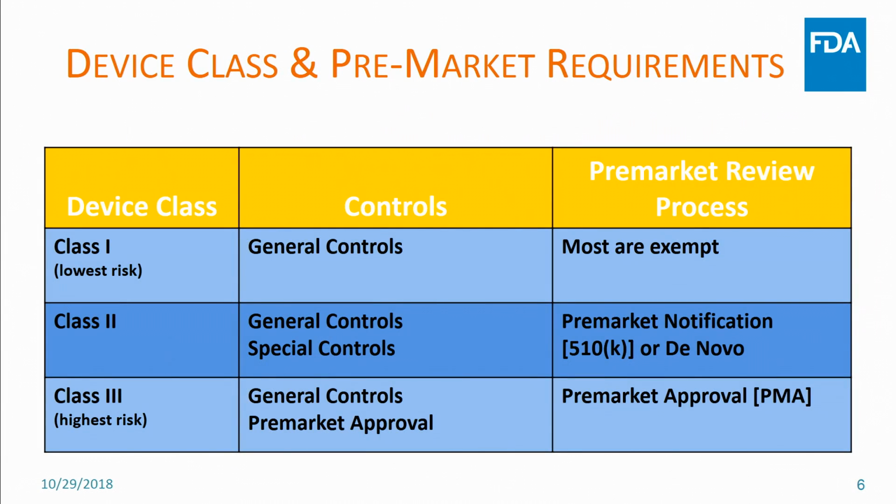So just some general idea about device classes and pre-market requirements. There are 3 different classes of device: Class 1, which are the lower risk; Class 2, medium; Class 3 are higher risk devices. There are controls. I'll tell you what these are specifically in the next slide, but in general: general controls for Class 1, general and special controls for Class 2, and general controls and pre-market approval for Class 3. And then the process is typically for Class 1, they're exempt, so we typically wouldn't see data associated with that directly. For Class 2, there's something called a pre-market notification, that would be a 510K, or there's something called a de novo pathway, which I'll talk about a little bit too. And then for Class 3, it's a pre-market approval.